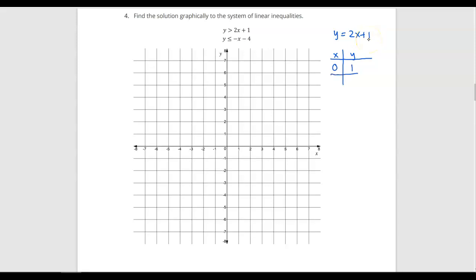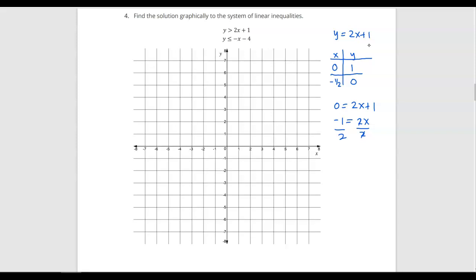And also, if y is equal to 0, then I will have to solve the equation 0 equals 2x plus 1. Then you have to solve for x. You can subtract 1 from both sides, and then you end up with negative 1 equals 2x. Then you divide both sides by 2. So that means x is negative 1/2.